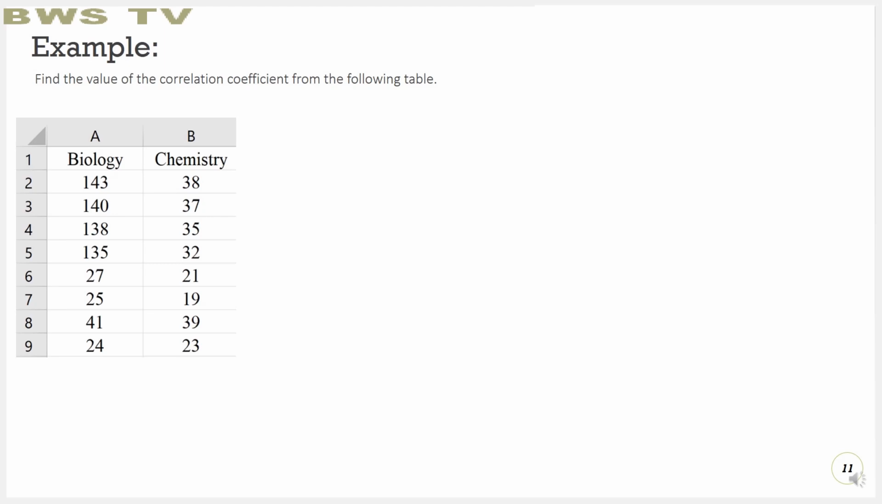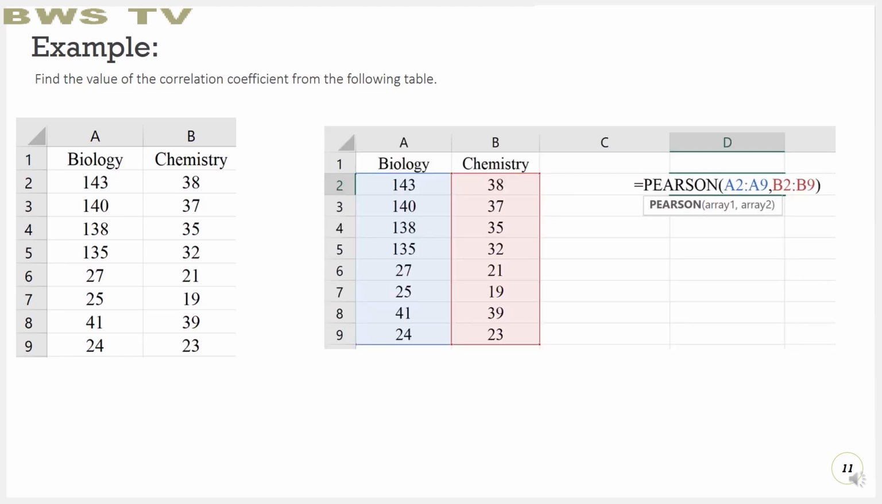What to do is, in another cell, in the small rectangular boxes here, type the equal sign and all capital letters, type PEARSON. Then open parenthesis. Since the first given is under capital letter A, that's the letter we will use. So A, and then look at the number where your first given is in. So in this case, 2. So A2, then colon, no space, then find where the last given is placed. In this case, A9.